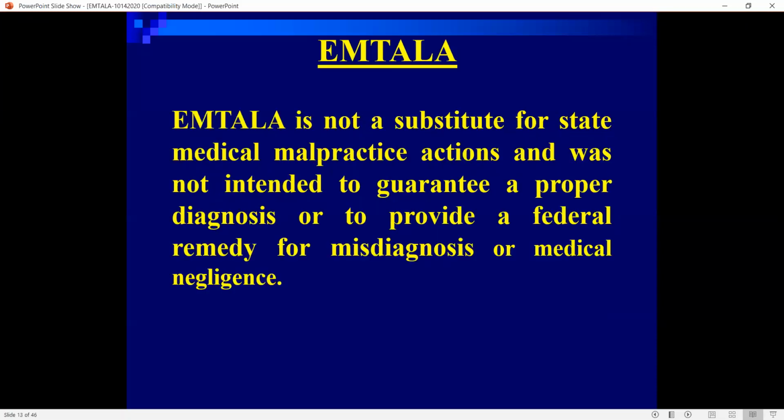So along those lines, EMTALA is not a substitute for state malpractice actions and was not intended to guarantee proper diagnosis or to provide a federal remedy for misdiagnosis or medical negligence. And this is more of a legal issue, but there is no federal malpractice law. So wherever you practice, if ER physicians have licensures in multiple states, then the governing law in regards to a negligence lawsuit as to your care will always be the state law. And EMTALA is just a federal protection on the process of preventing the dumping of patients.